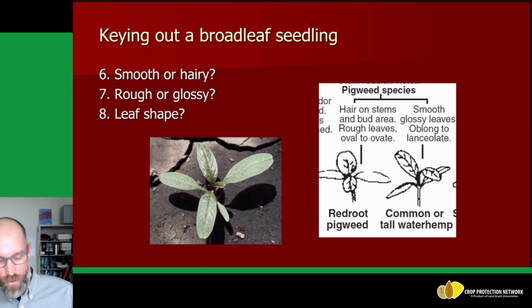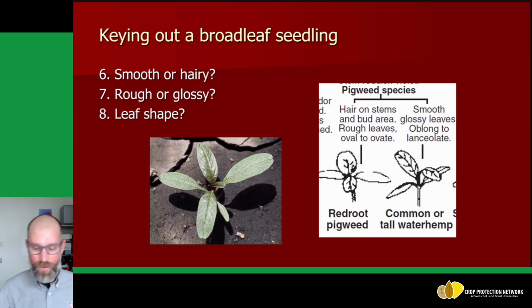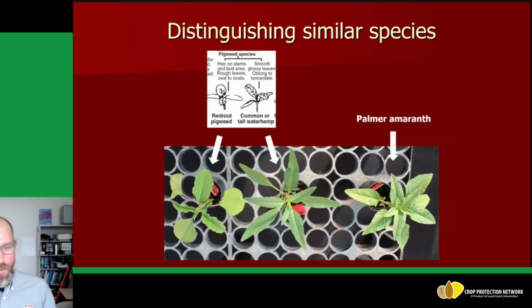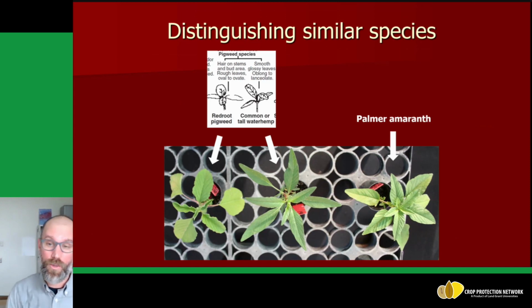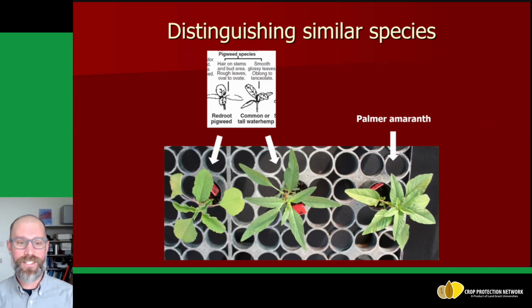Let's see if we can distinguish that between that. And so when we look at the stem and the leaves, are they smooth or hairy, rough or glossy? What's the leaf shape? And so the question now becomes, well, how do you distinguish between similar species? So the pigweeds are often a challenging couple of weeds to distinguish from each other.